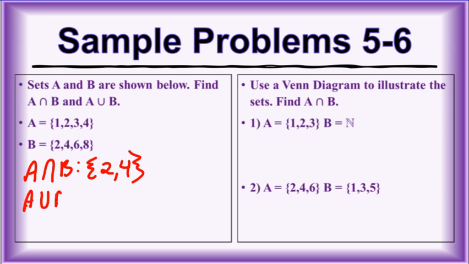And then the union of A and B. We just need to list all of them. So 1, 2, 3, 4, 6, and 8. Even though some of them repeat, you only put them down once. Next, we'll use a Venn diagram to illustrate the sets and then find the intersection of A and B.